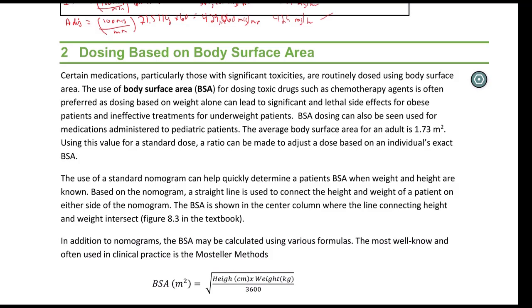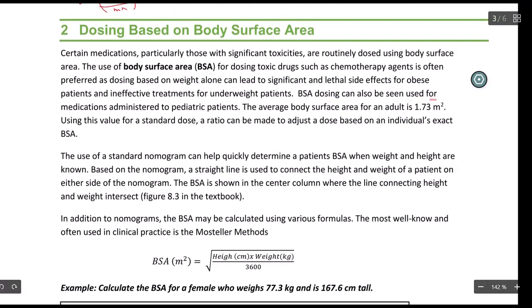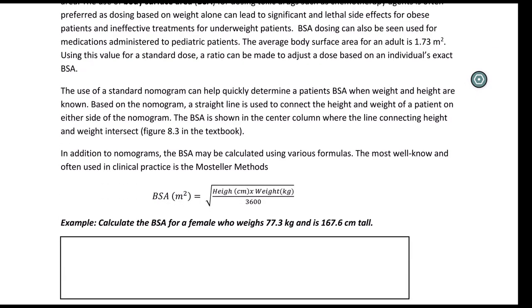So the body surface area that's typical for an average adult is 1.73 meters squared. And then using this value, you could make some ratio determinations as to the rate for a younger child or older. You can also use nomograms that can quickly determine what the body surface area is of a patient. And these you can see in your book in figure 8.3 in your textbook, which I'll pull up really quickly here.